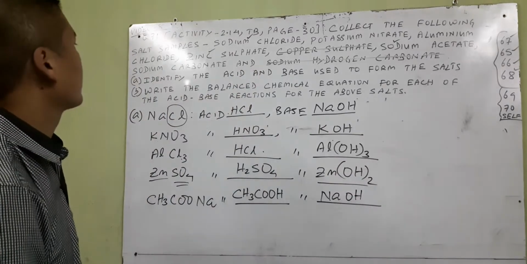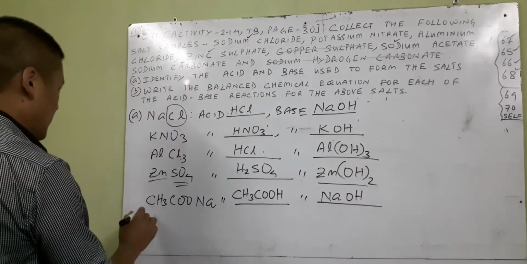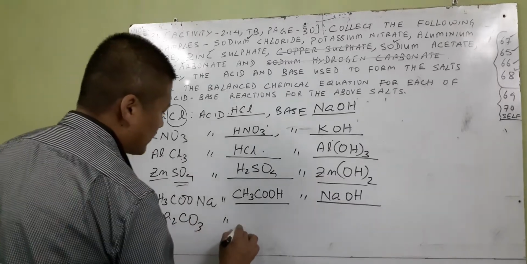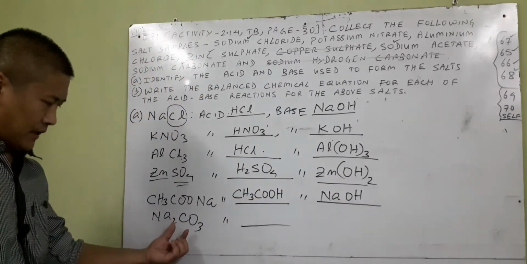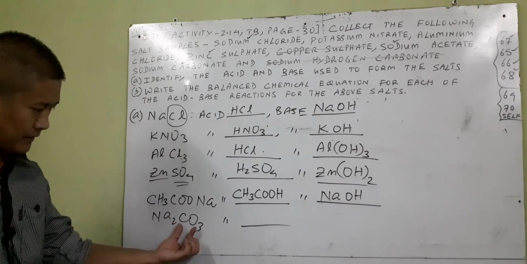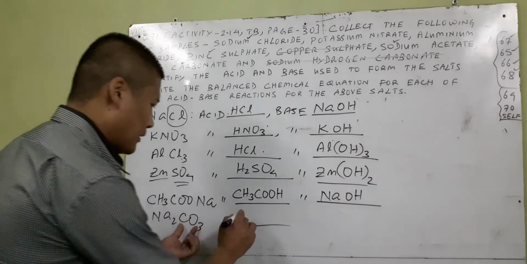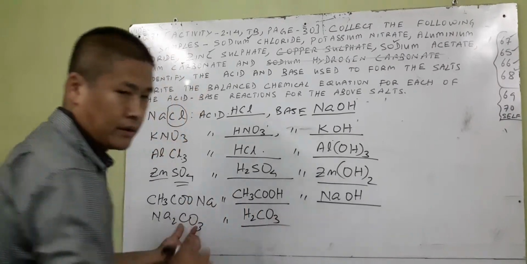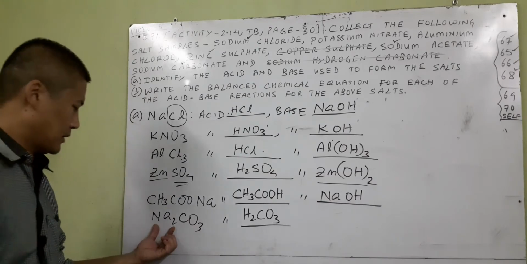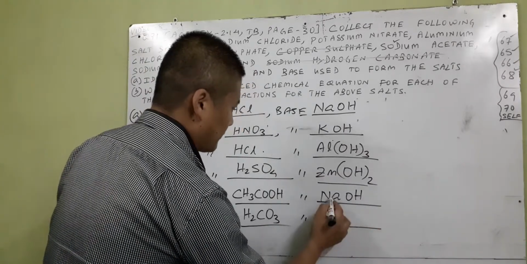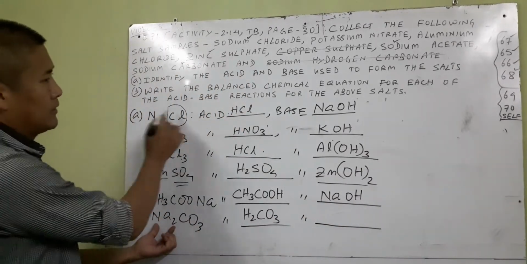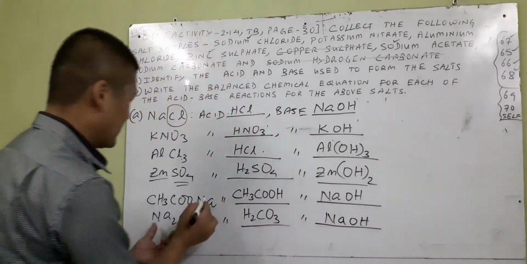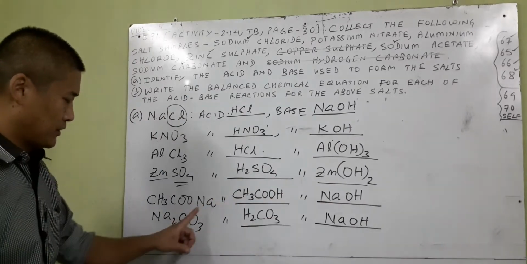Then next, we have sodium carbonate. Sodium carbonate is a salt, and which is the acid from which it is formed? The negative part, CO3 minus. The only acid having that carbonate ion radical is carbonic acid, H2CO3. Then the base comes from the positive part. As you see, the positive part is Na, just like this. So it will be the same base, NaOH, because the positive is the same here.